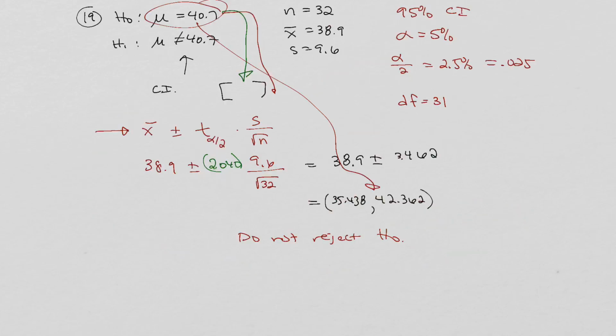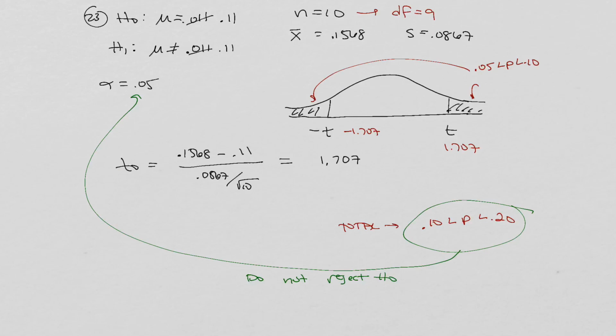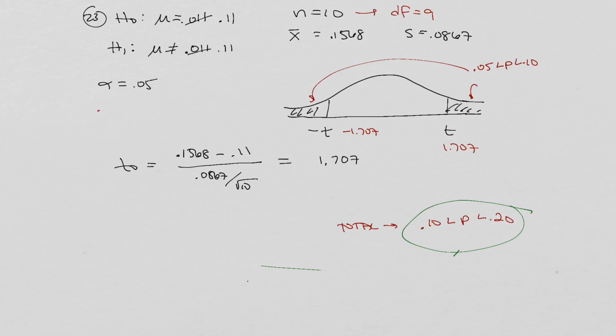Okay. All right, and then the last one, 27. For 27, what we're doing is we're referring back to number 23, which was a two-sided test. Right? So let's actually flip back to this one, right? And let's make our confidence interval here. So let me erase this stuff. So again, we got a p-value here between 0.10 less than p less than 0.20.